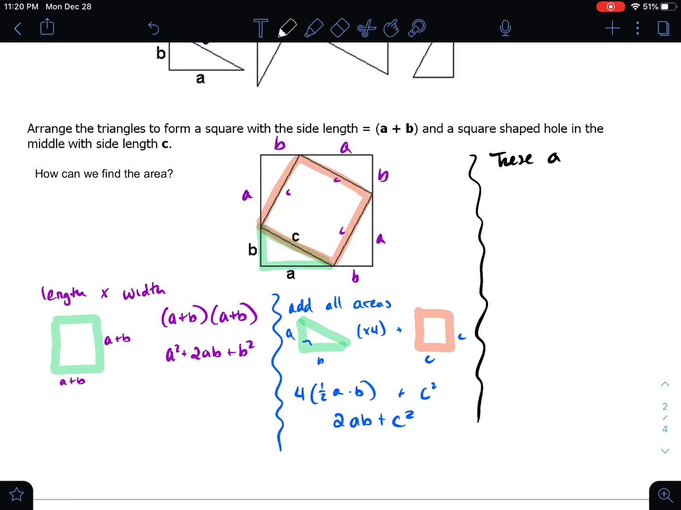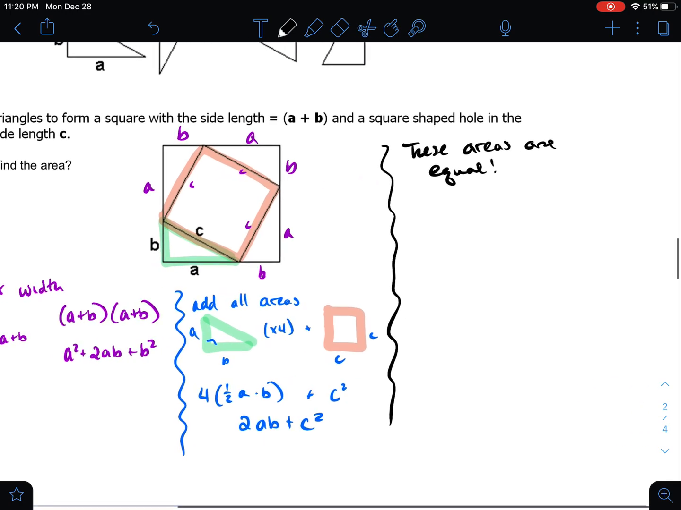Now we all agree it shouldn't matter how I calculate. So these areas are equal, which means that a squared plus 2ab plus b squared, the area I used finding the first method, should be equal to the way I found it with the second method.